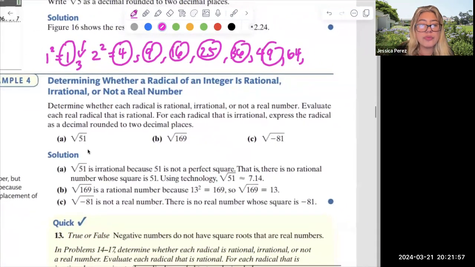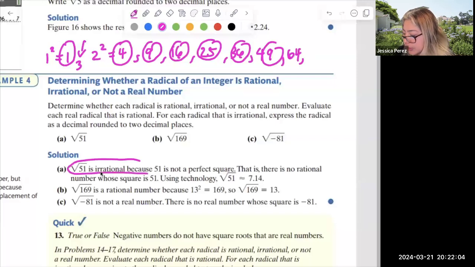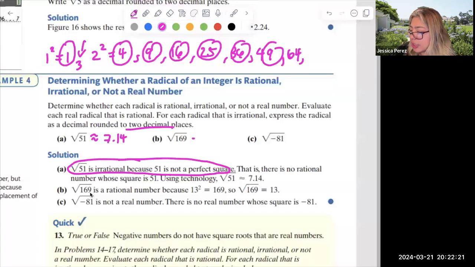So the square root of 51 is not a perfect square, so it's irrational. So all we can do is use our calculator. When we use our calculator and round to 2 decimal places, that's 7.14. The square root of 169 is actually 13 because 13 squared is 169. If you did not know that, you can try your calculator and it will give you your answer.